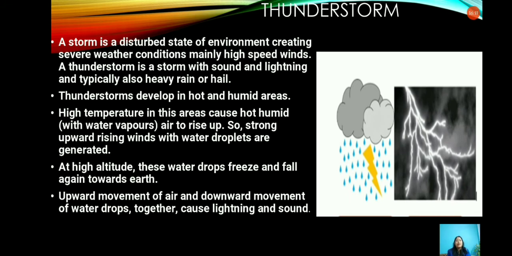So this water droplet which rises along with the air, after reaching the high altitude, gets frozen and forms drops which fall down towards the earth. So upward movement of air and downward movement of water droplets together causes lightning and sound, because it produces a kind of collision between the molecules, and as a result it produces sound and lightning. So I think this is clear, students. So this is thunderstorm.